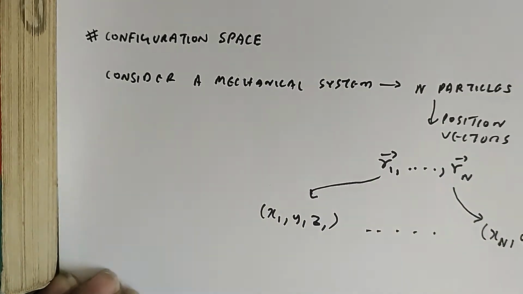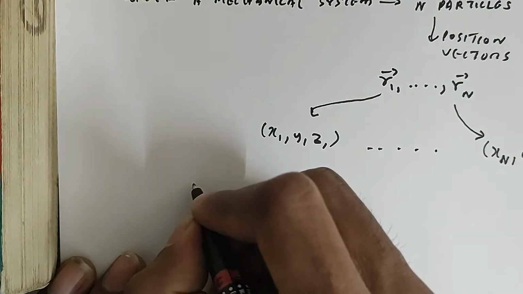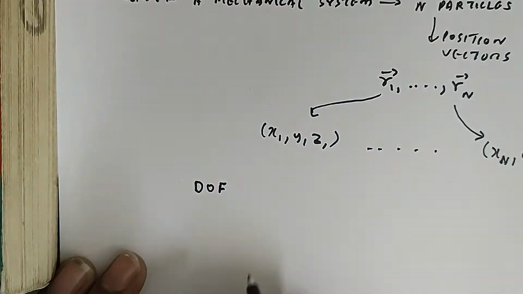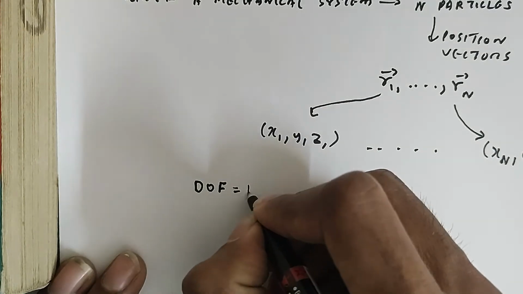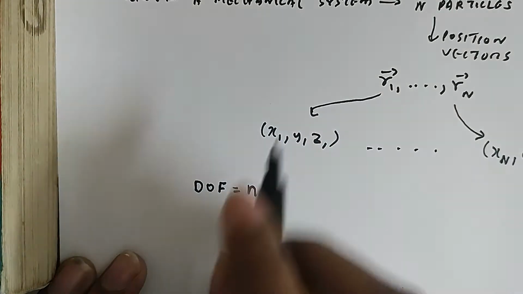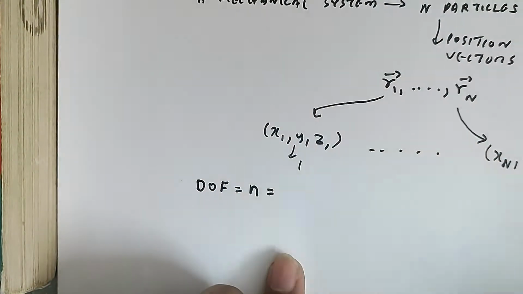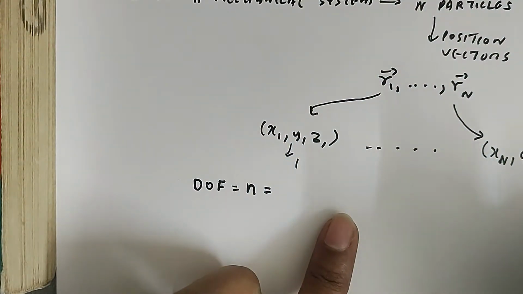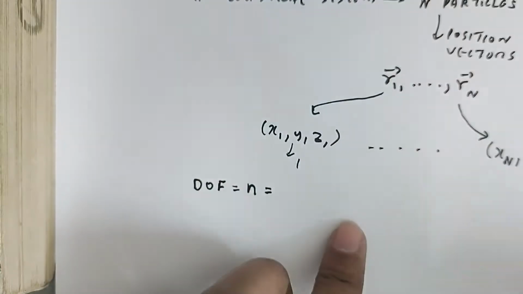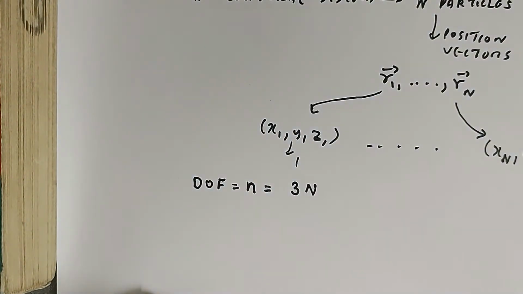Now, I want to define the DOF, the degree of freedom for such a system, to be denoted by small n, which is equal to, see, there are three variables that describe one particle, and there are three other variables that describe each of the n particles. So that means I will have 3n degrees of freedom.